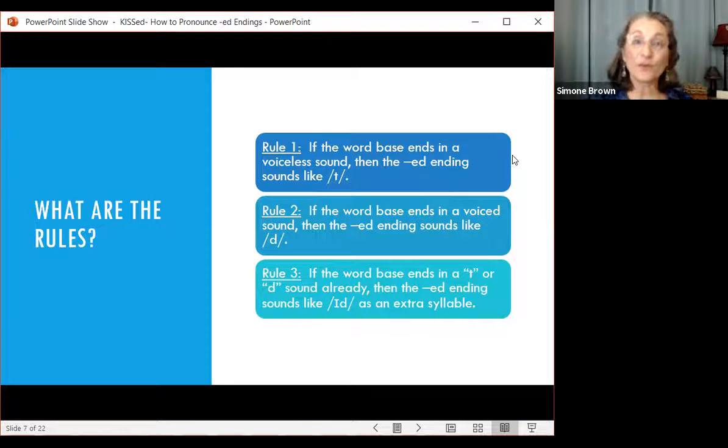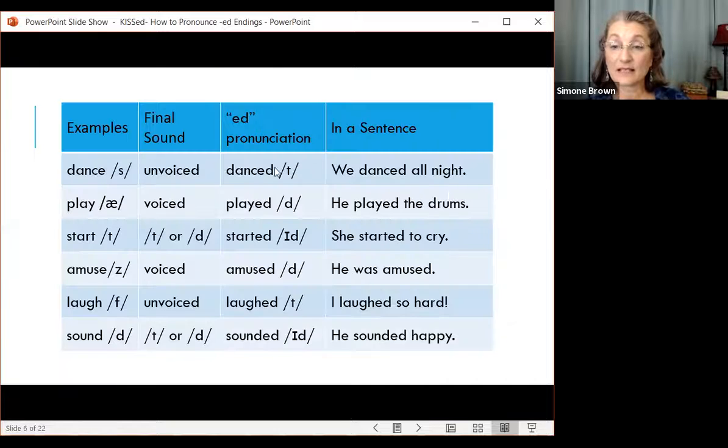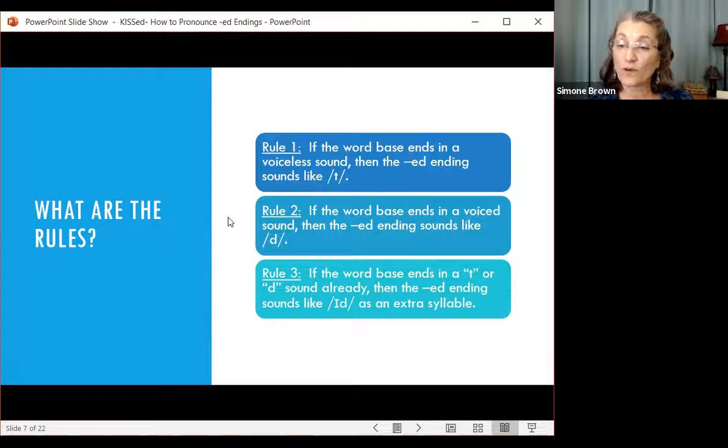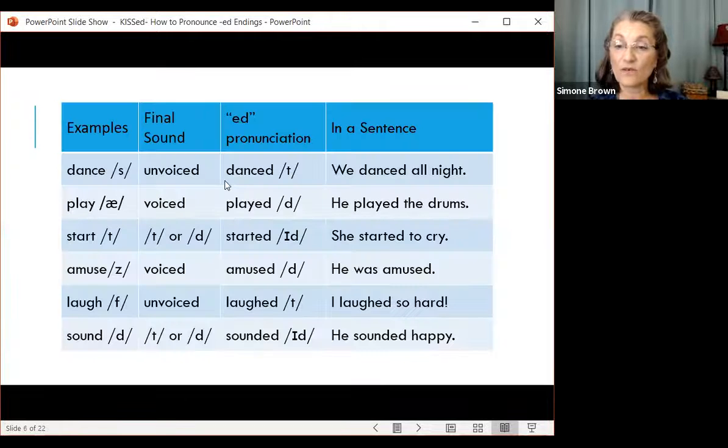So what are the rules? We can see rule 1, if the word base ends in a voiceless sound, then the ed ending sounds like the t. So let's see, like this, danced, laughed. You see? If the word base ends in a voiced sound, remember your vocal cords are vibrating, then the ed ending sounds like a D. Okay, so played, amused.